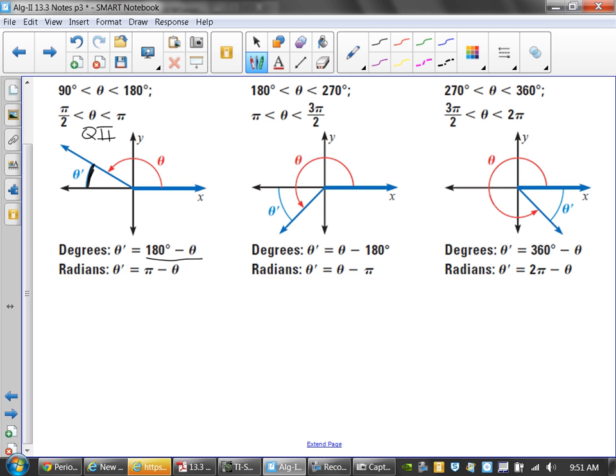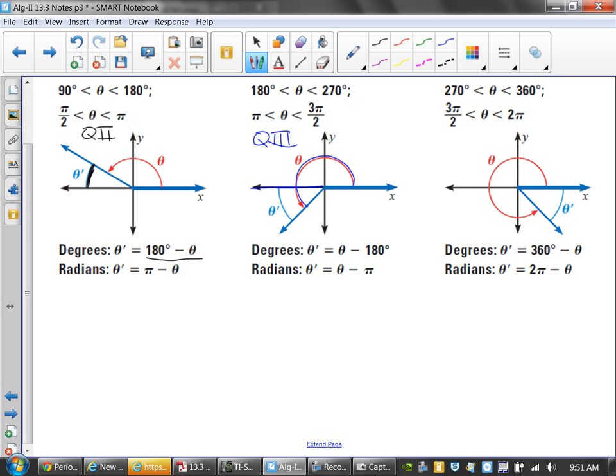Okay? If it's in the other one, in quadrant 3, theta comes all the way around. It passed 180 degrees. We got to figure out how to come back up to it. So we take theta and we subtract 180 degrees, or we take theta and we subtract pi. How far have we bounced off that x-axis? I want you to remember when we're talking about reference angles, you're bouncing off the x-axis. Okay, you're bouncing off the x-axis.